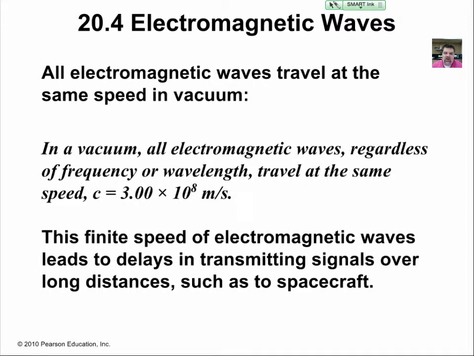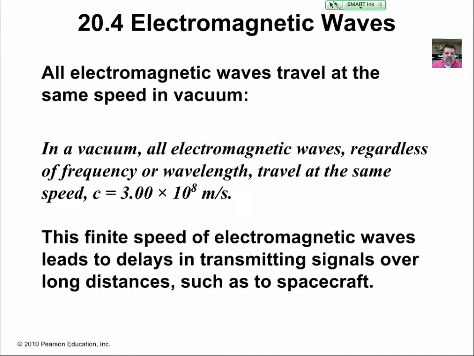So in a vacuum, all electromagnetic waves, regardless of frequency or wavelength, travel at a speed of c, which is 3 times 10 to the 8th power meters per second. It's actually 2.99 something something something, but our textbook and for our homework we're going to round that to 3.00. So this is also known as the speed of light, because light is an electromagnetic wave.